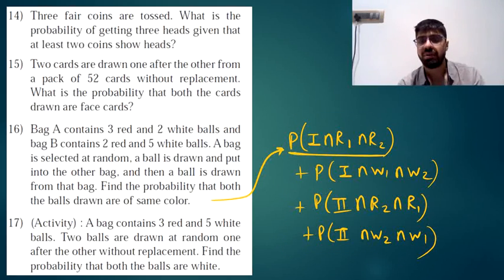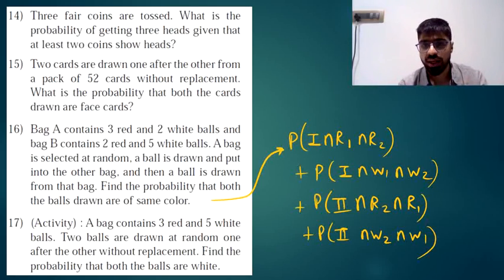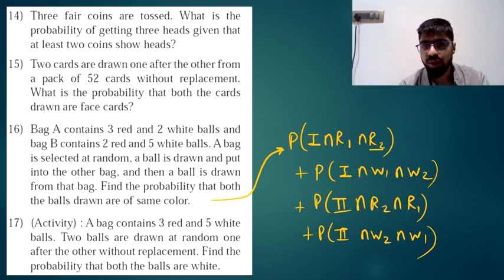Assuming that these are all independent events, we will simply multiply their probabilities, and that can be done in this manner. To evaluate those numbers, we have P of 1, which is 1 by 2, into R1. A red ball coming out of the first bag, that probability will be 3 by 5, multiplied by P of R2.